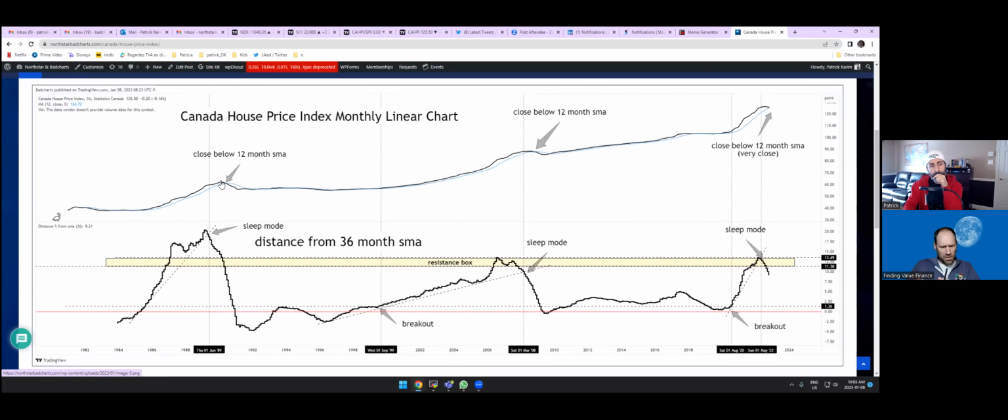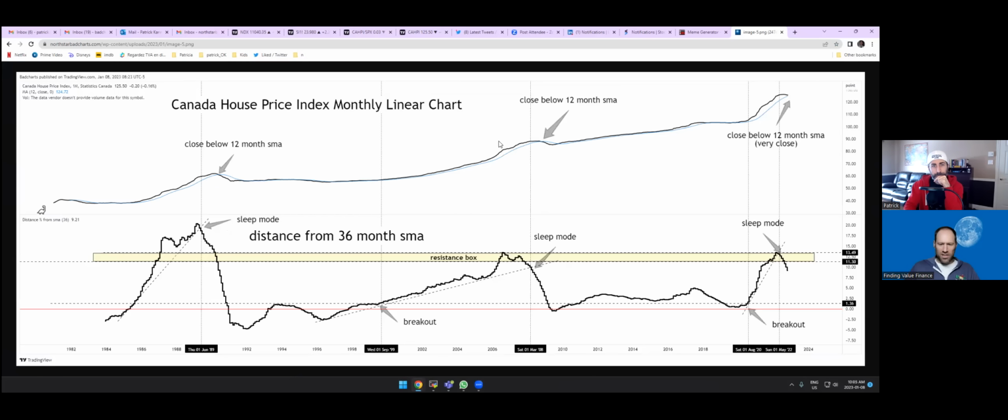And then the last one just recently, it looks like it's from 99 to 2008 when it broke out to the downside. So that's 9 years roughly, 8, 9 years. And then this last one, it's only been 2 years.